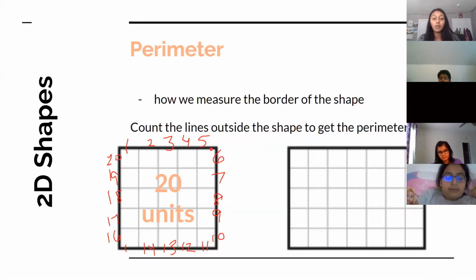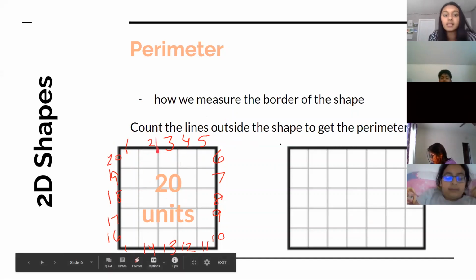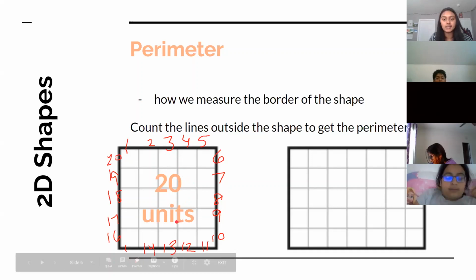So now what units are is, say we have inches on a ruler, right? If each one tile that we counted here was inches, my answer would be 20 inches. Or if it was feet, it would be 20 feet.